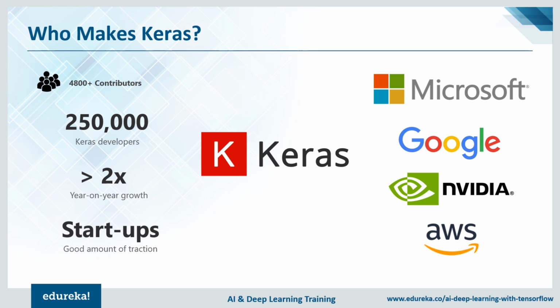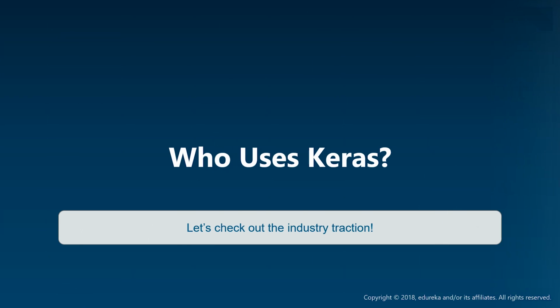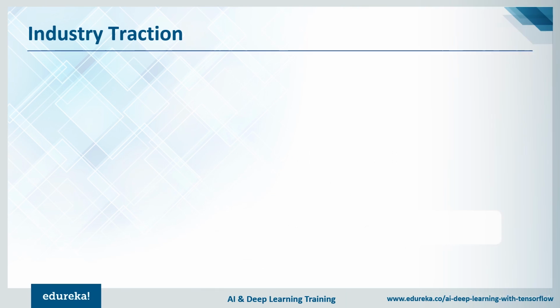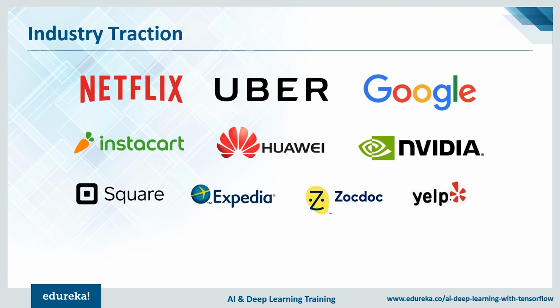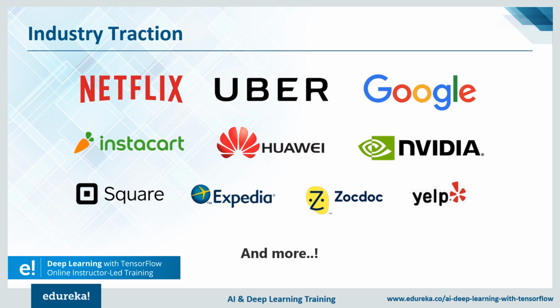Good enough. So at this point, I'm sure all of you are curious about who uses Keras. Well, Keras has an amazing industry traction and it is used in the development of popular firms like Netflix, Uber, Expedia, Yelp, and more. Well, now that you know, the next time you watch a movie on Netflix or book an Uber, you know Keras is being used.